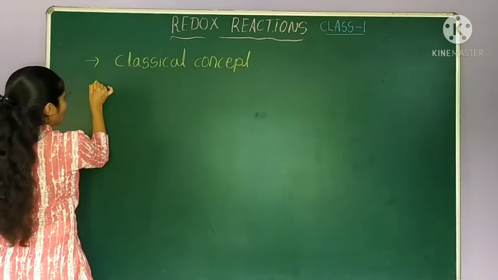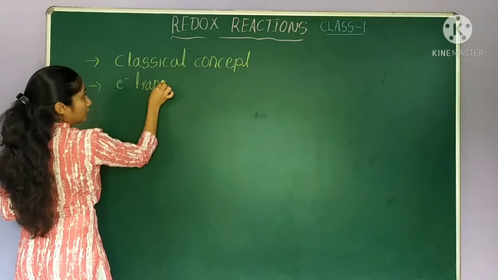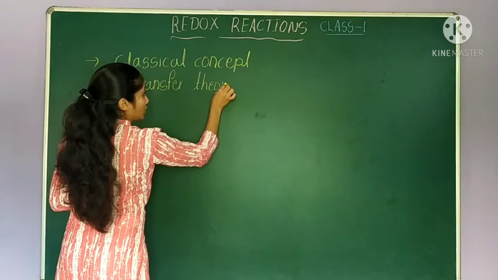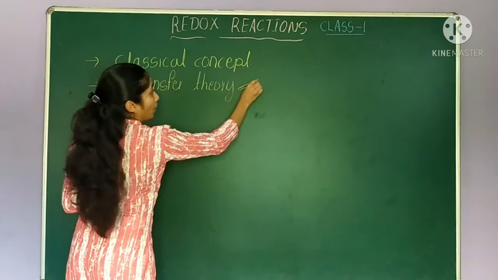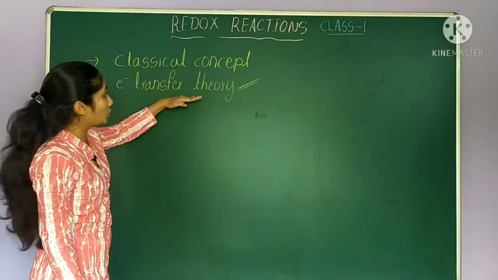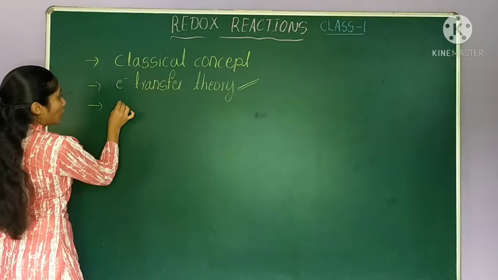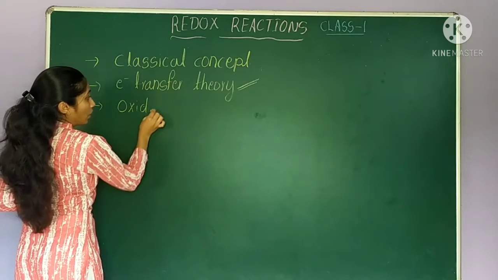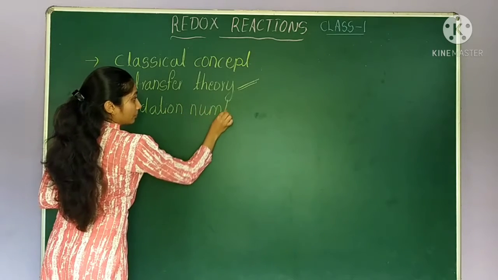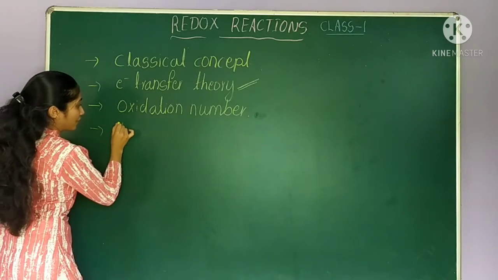Next is electron transfer theory. This is a very important topic. All this chapter is based on your understanding of this topic, okay? Next, the third topic is oxidation number. Oxidation number. And the fourth topic is types of redox reaction.